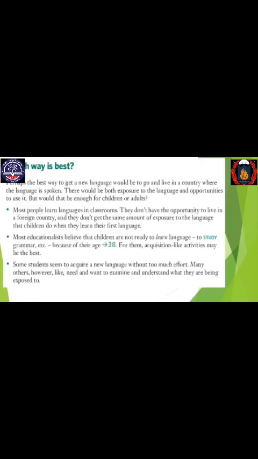So, which way is best in order to learn a language? Right? Which way is the best in order to learn a language? So, the best way is to go and live in a country where the language is spoken. This is the best way, but it is difficult to make it happen.